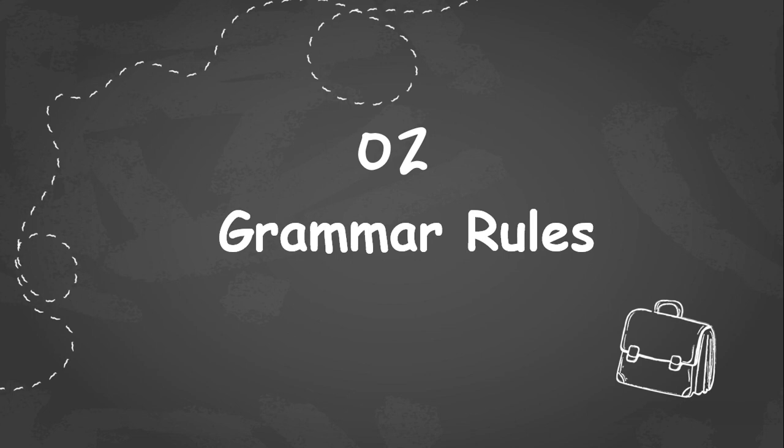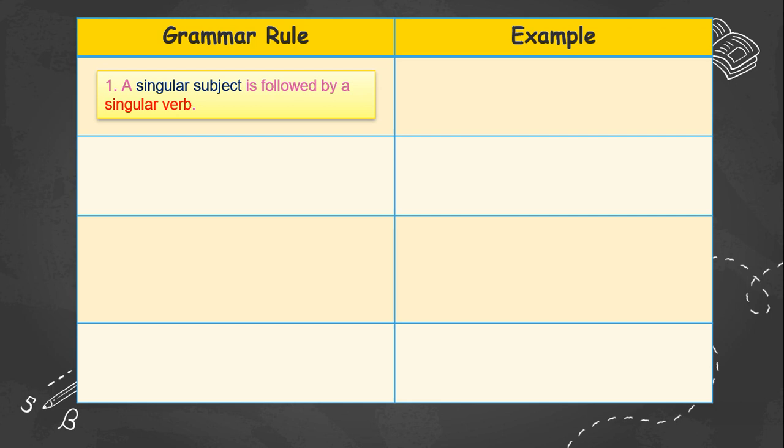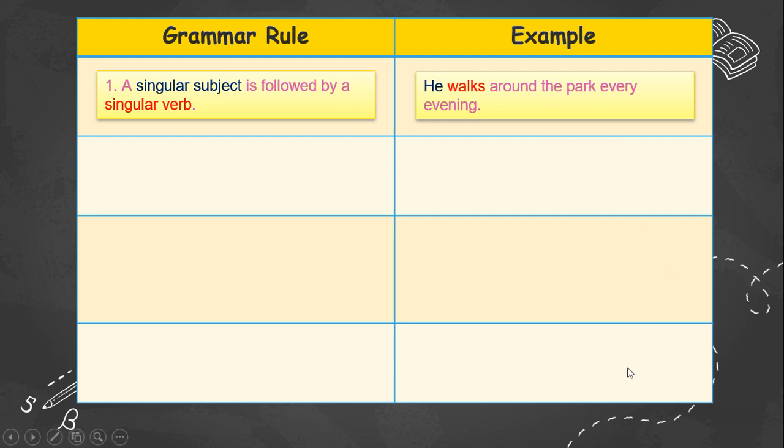Activity 2. Grammar rules. 4 basic rules for subject-verb agreement. Rule number 1. A singular subject is followed by a singular verb. For example, he walks around the park every evening. If you look at the example, the word he is the subject and walks is the verb. So, singular subject he is followed by singular verb walks. We need to add s to the verb. Next.